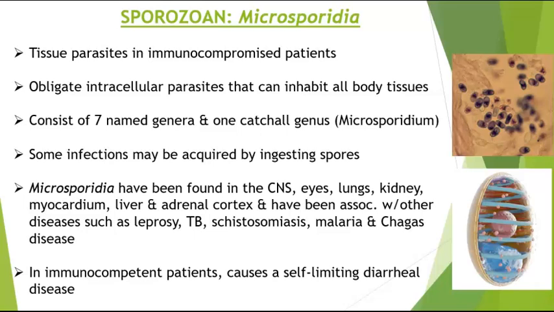Microsporidia have been found in the central nervous system, eyes, lungs, kidney, myocardium, liver, the adrenal cortex, and some have been associated with other diseases such as leprosy, tuberculosis, schistosomiasis, which is caused by a parasitic flatworm, malaria, and even Chagas disease. In immunocompetent patients, or normal patients, this parasite is usually self-limiting, meaning that the diarrhea only lasts a few days.